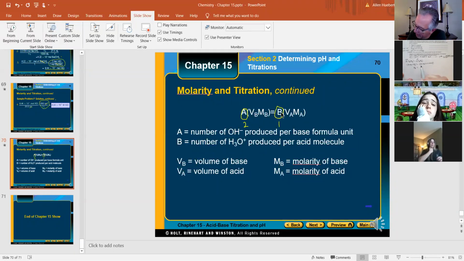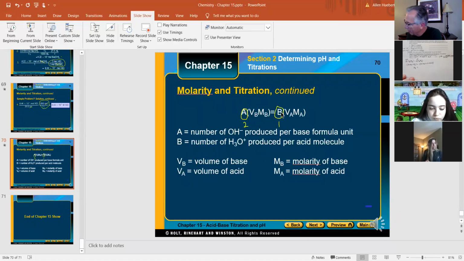So on my calculator, I'm going to take 20 times 0.0100, divide it by 30, and that would be my answer right there. So you could do that whole problem instead of going through the steps of figuring out the moles of each and using the mole ratio. This gets you to that right away. The mole ratio is actually here. It's the A and the B. It just looks like it's been divided up.